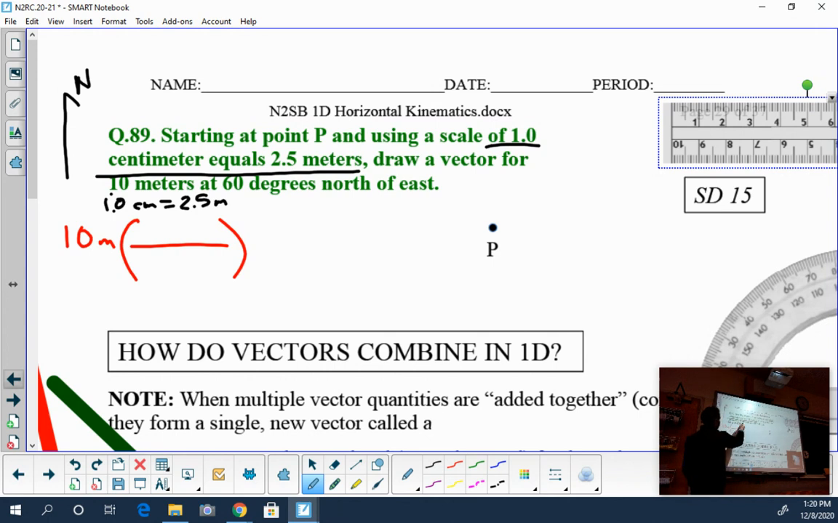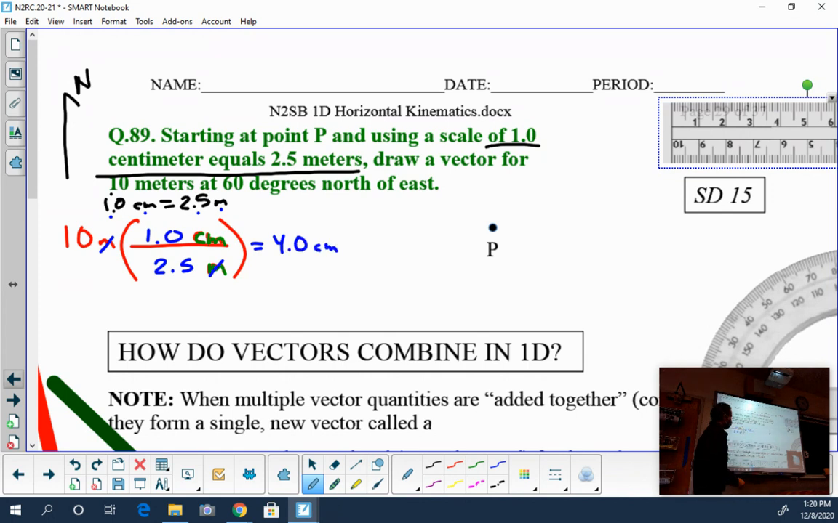Here's our scale factor. We want to get rid of meters, cancel, and get into centimeters. Okay, good. Actually, I can put my units in green. Let me do that. Then you have no choice. You've got to put the numbers and go with them. Centimeters carries the 1. It goes with it again. Meters carries the 2.5. Goes with it again. Cancel, cancel. And the answer is 10 over 2.5, a 4 centimeter vector.